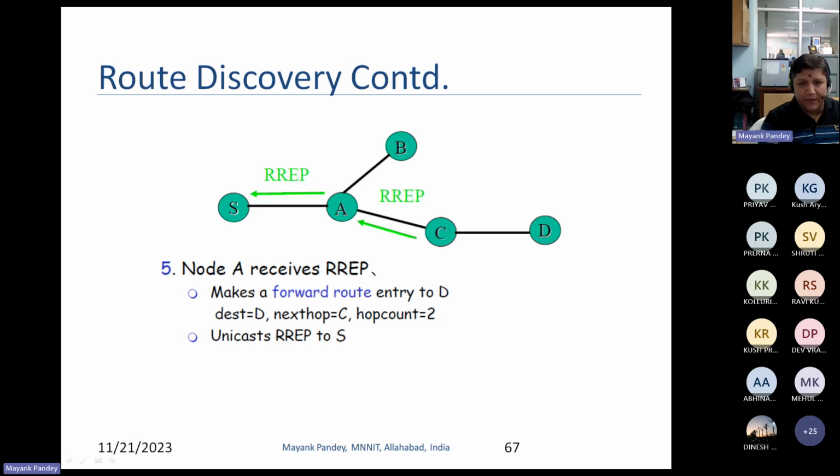A receives the RREP. Once A receives the RREP, it will make a forward route entry to D. Destination is D, next hop is C, and hop count is 2. So see here, when you receive a RREP back, you make a forward entry. When you receive a RREQ, you make a reverse entry. And both are working in tandem. Then it will be unicast back to S.